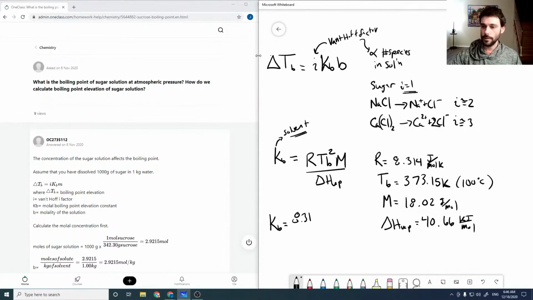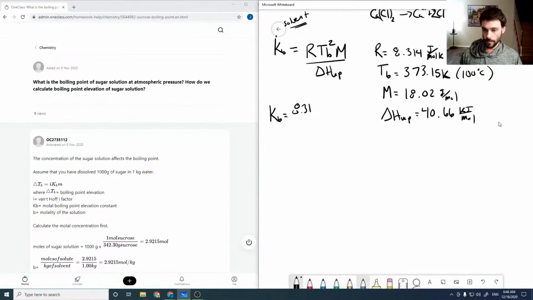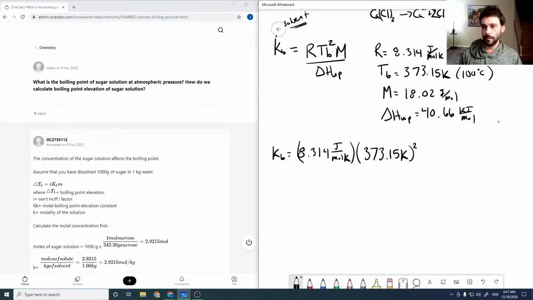So then our Kb constant for water is 8.314. In retrospect, probably should do this a little lower. So our Kb for water is 8.314 joules per mole Kelvin, times our temperature, our boiling point, times our molar mass squared, and then divided by our delta H vaporization.